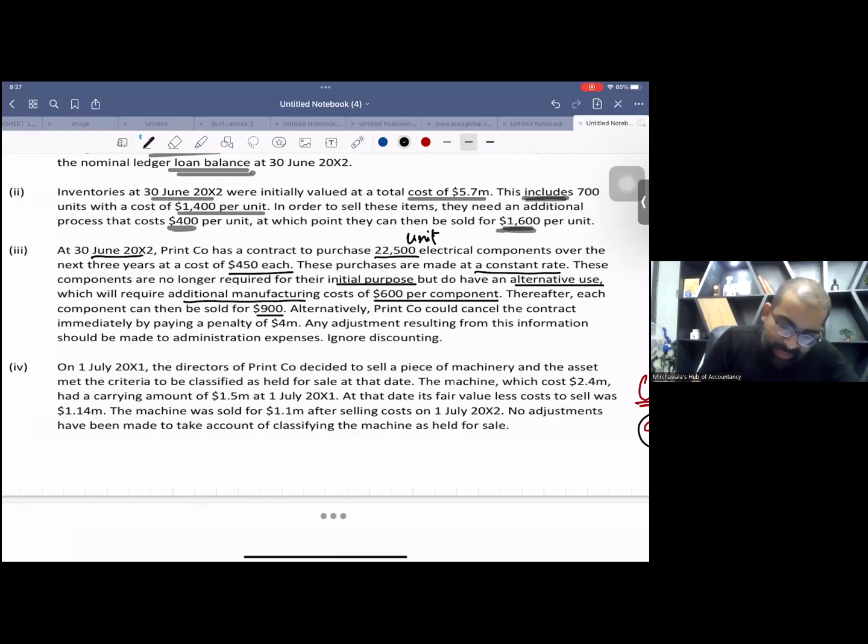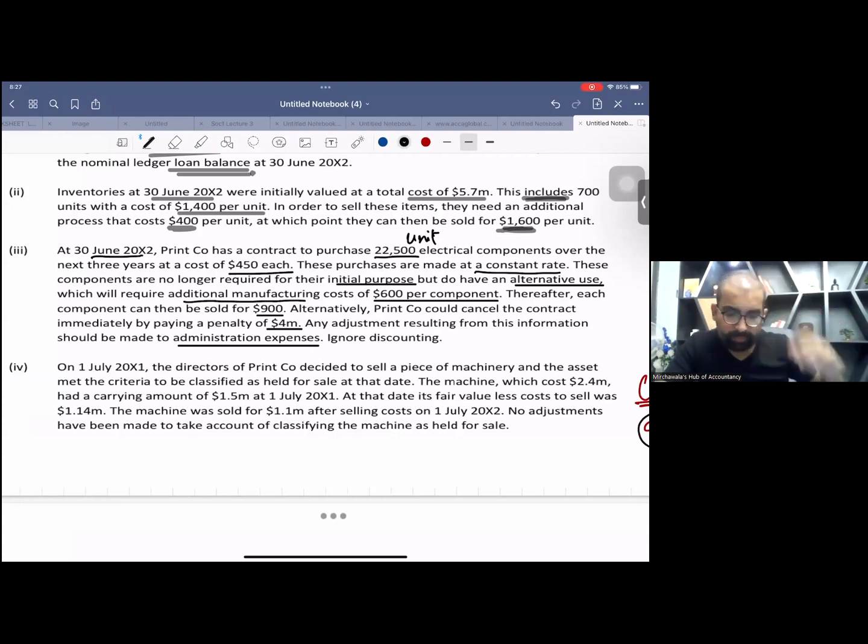Alternatively, Print company can cancel the contract immediately by paying a penalty of 4 million. This is the second option. Not difficult, within seconds you can do it. You will have to go for the lower one. Now, wait. Any adjustment resulting from this information should be made to admin expenses, thanks to the examiner. The examiner is guiding you properly. It should go to admin expenses.